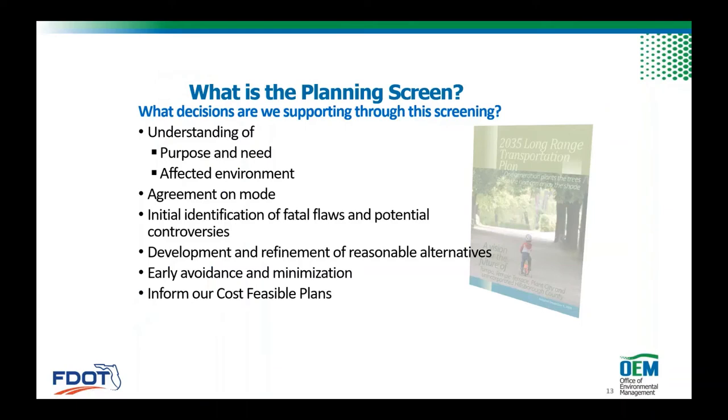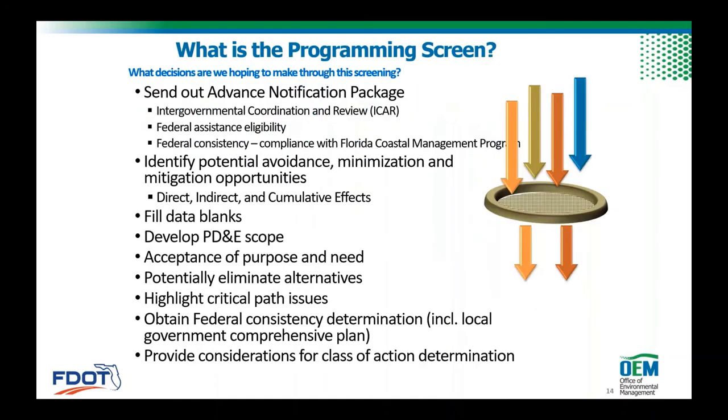So in that planning screen, what decisions are we talking about? We're looking at, do they understand the purpose and need? Do they have comments about the affected environment? Do they agree with our mode? Are there any critical flaws and any potential controversies? We're working with them, what should we avoid and minimize? That's going to help us develop and refine any potential alternatives and then inform their cost feasible plans. In a programming screen, I said, these are priority projects. We're expecting to begin to work on the environmental document development phase.